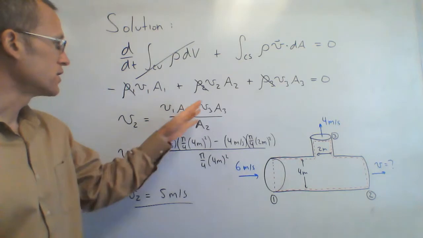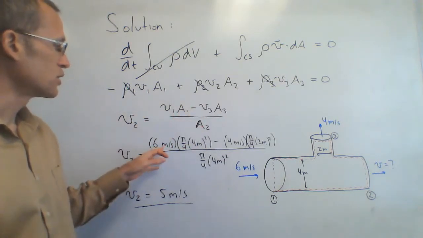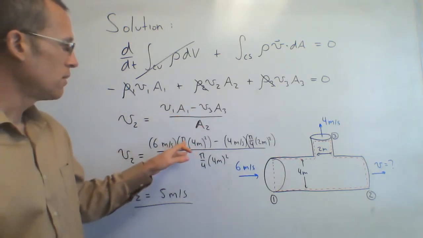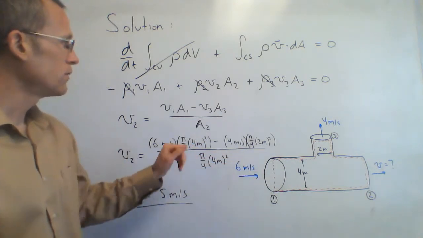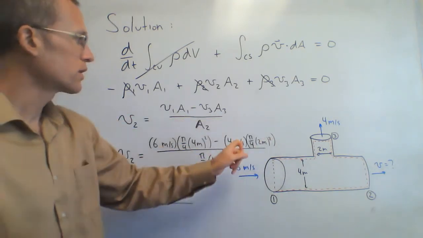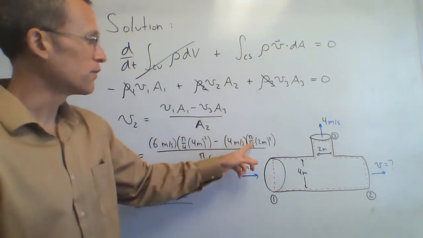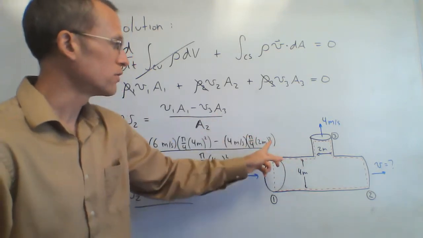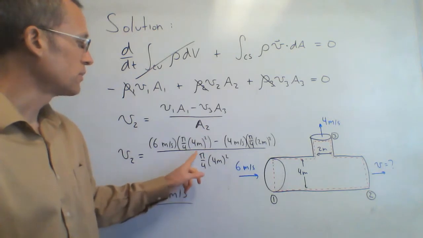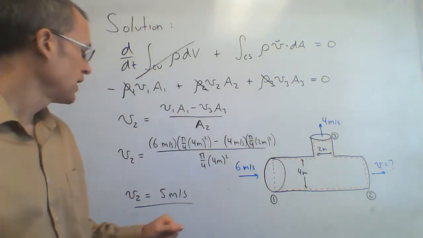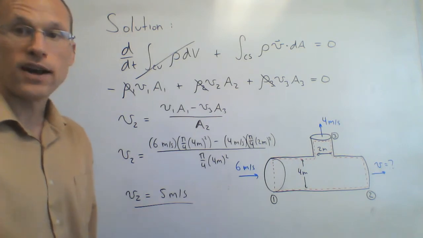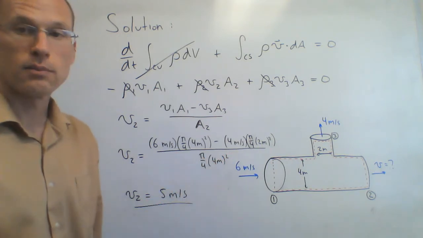Using my equation, now I know all these numbers. V1 is 6 meters per second, area 1 is pi over 4 d squared, so pi over 4 times 4 meters squared. V3 is 4 meters per second. A3, again pi over 4 d squared, so pi over 4 times 2 meters squared. Then divide by my area, pi over 4 times the 4 meter diameter over there at point 2. That gives me an answer of 5 meters per second as the outflow rate at point 2 for that pipe.